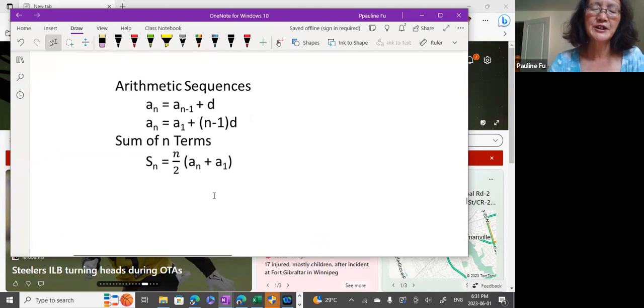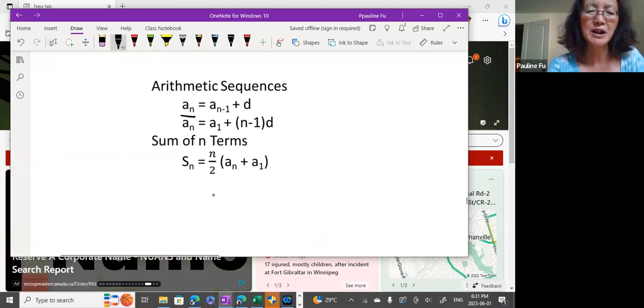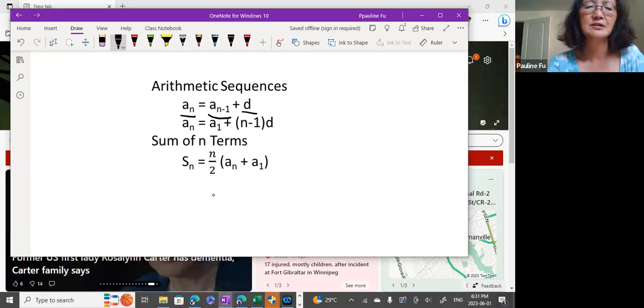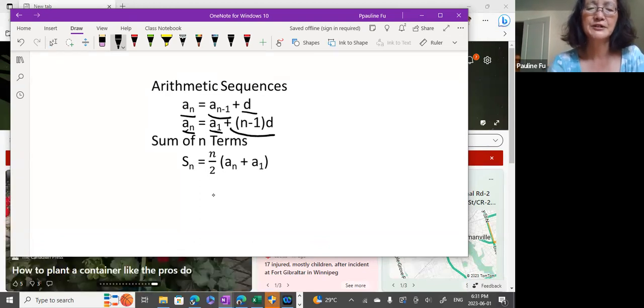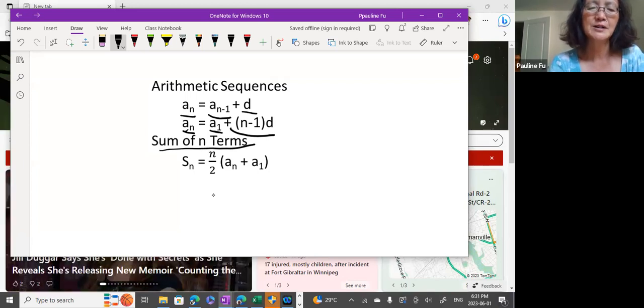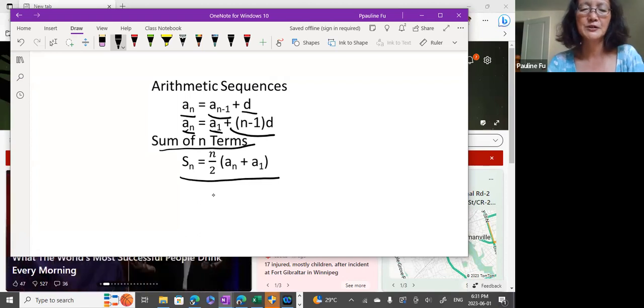In an arithmetic sequence, you have the term an equal to an minus 1 plus d, or an equal to the first item a1 plus n minus 1 times d. And the sum of n terms is this formula, commonly used. Okay. Questions?